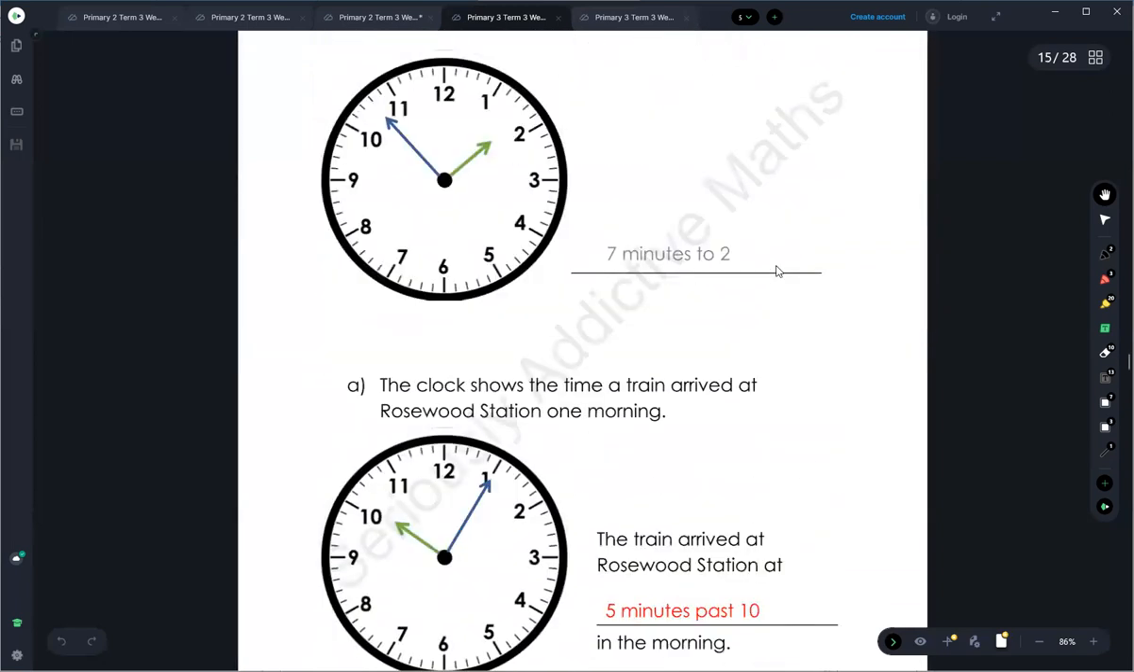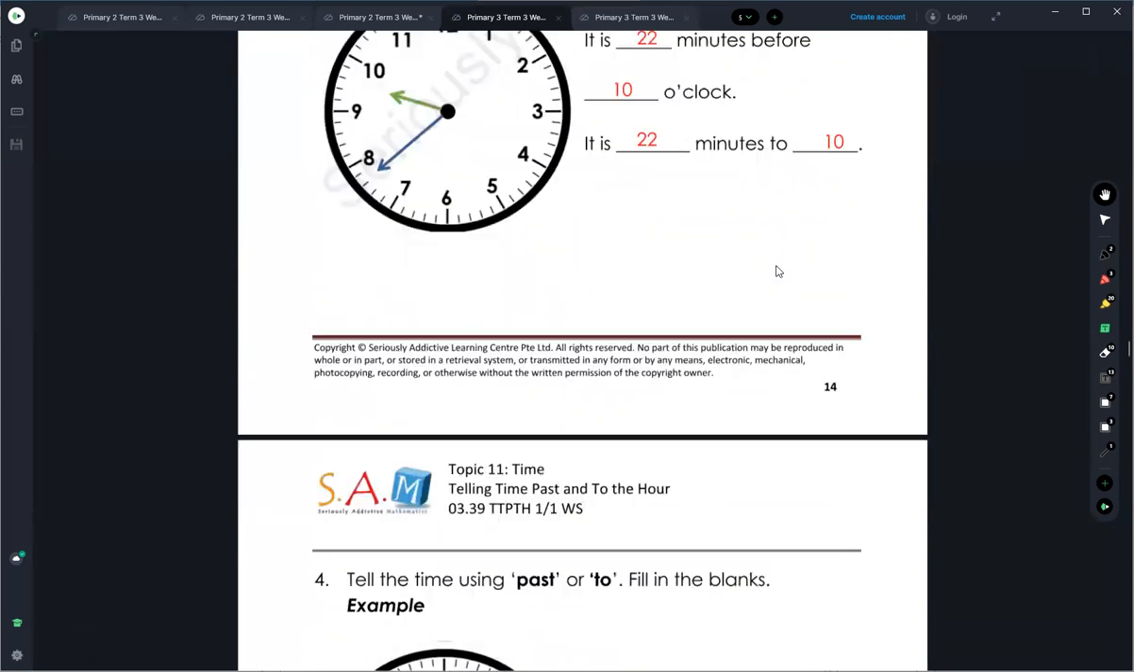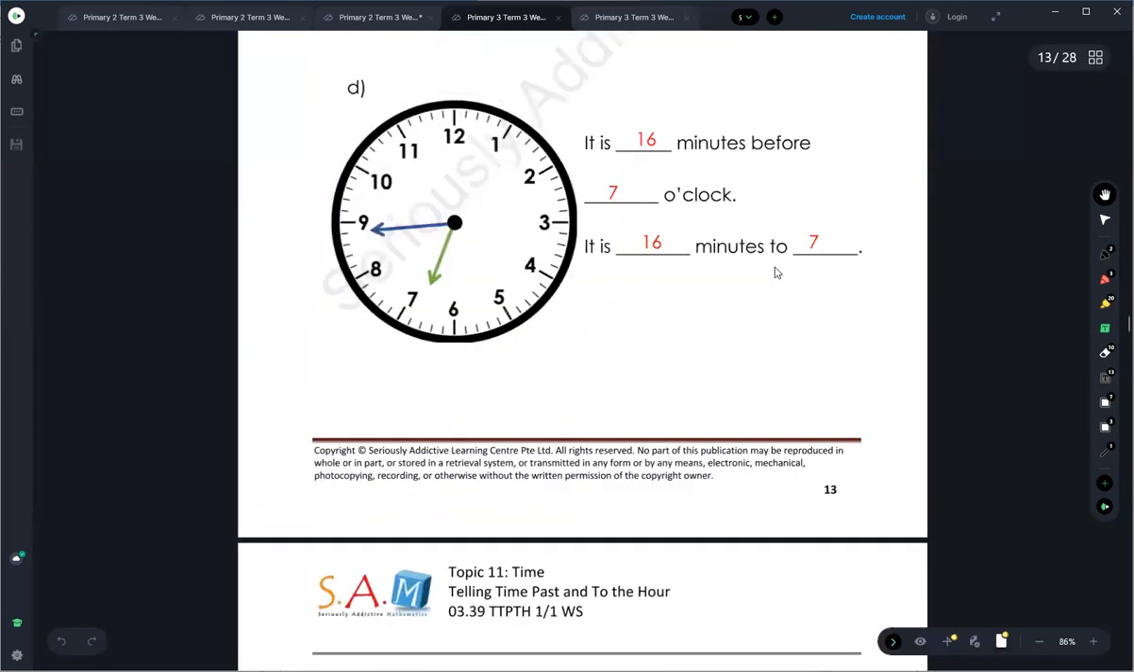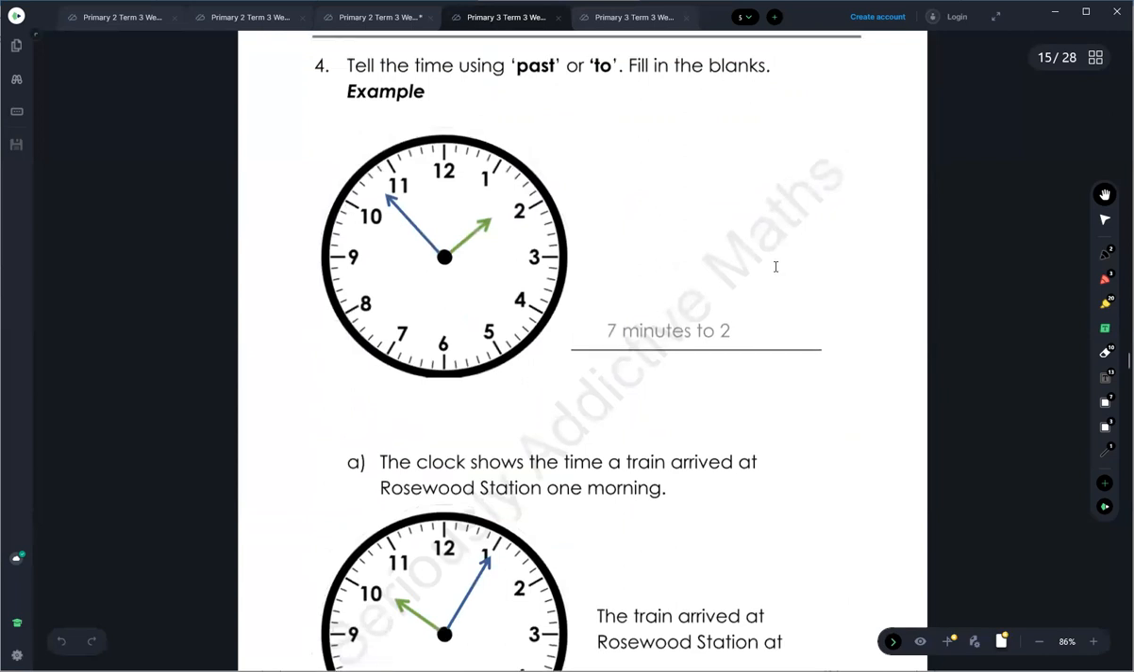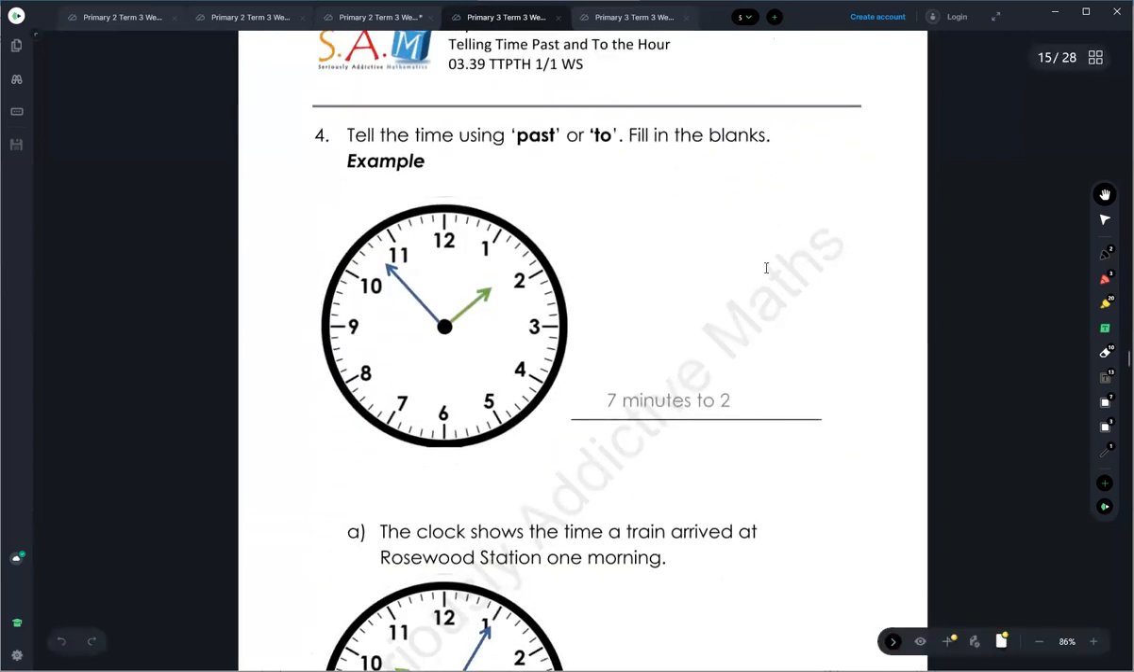So I would suggest maybe go to page 15, right, where there's a bit of a word problem question here. You notice page 15, okay? One of the things that you need to remind students is to tell them to read the instructions. Here it says tell the time using past or to. So they have to do that, right?